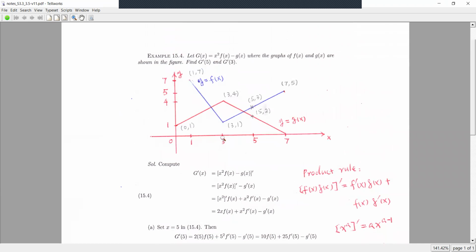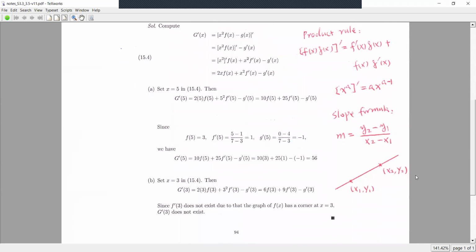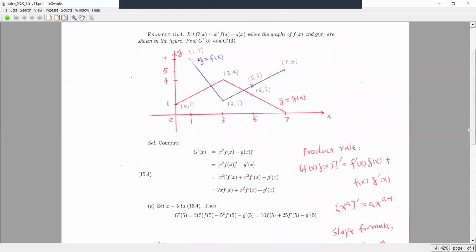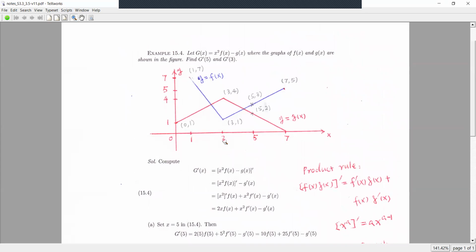At the point 3, the height of the blue curve is 1. Therefore, the function f, its value at 3 is equal to 1. f of 3 is 1. Now, determine the derivative of f at the point 3. This is the slope of the tangent line at the point 3.